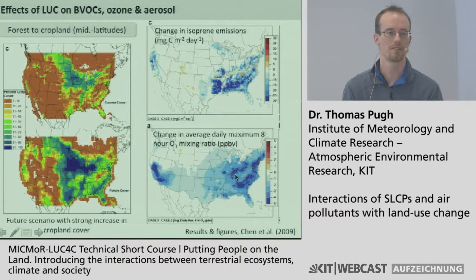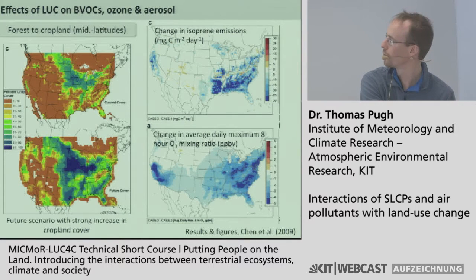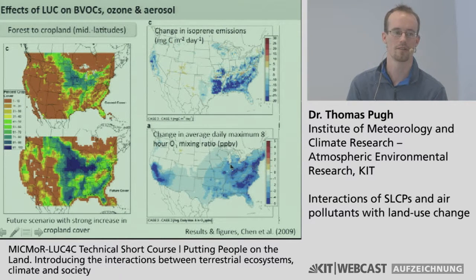But because the US background is polluted, it has a lot of NOx and therefore a lot of ozone. This decrease in isoprene emissions leads to a decrease in ozone. So actually, this increase in cropland has in some way a positive effect on the ozone concentration.